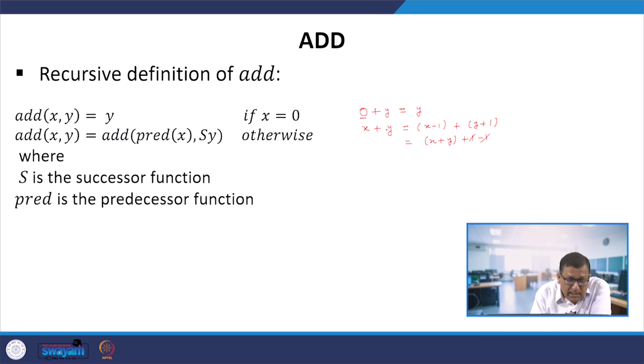Here, why is this definition correct? Why are we writing it in this way? The process stops when this x is 0. So suppose we start with something, that means this x is the recursive argument.